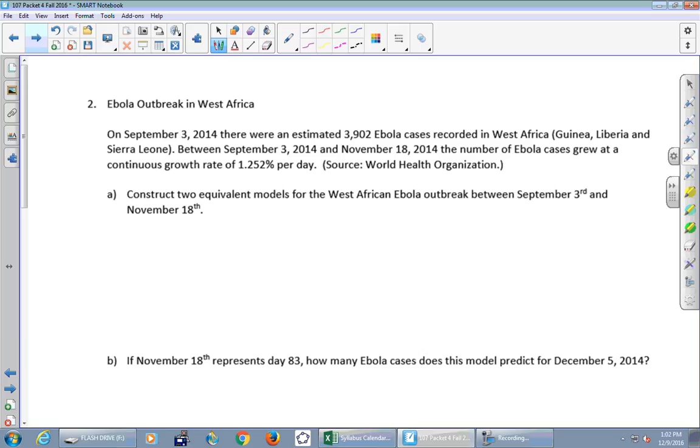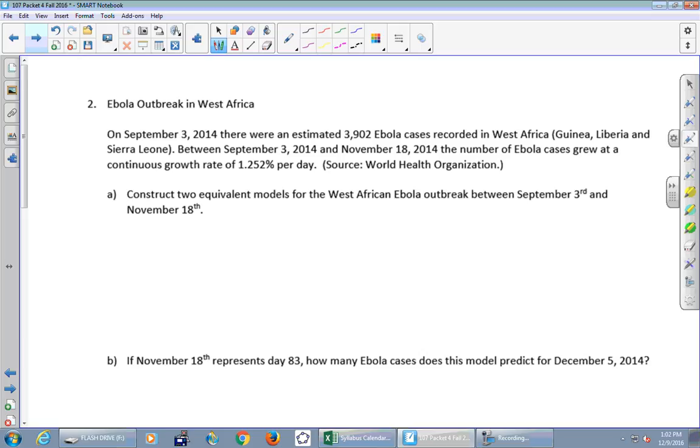On September 13, 2014, there were an estimated 3,902 Ebola cases recorded in West Africa, specifically these 3 countries here, Guinea, Liberia, and Sierra Leone. Between that date, September 3rd, and November 18th, the number of Ebola cases grew at a continuous growth rate of 1.252% per day. 1.252% per day, and it's continuous.